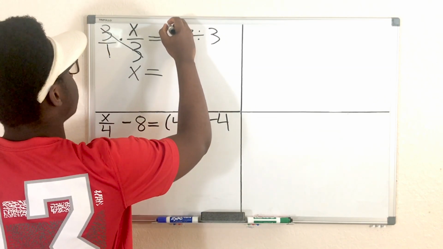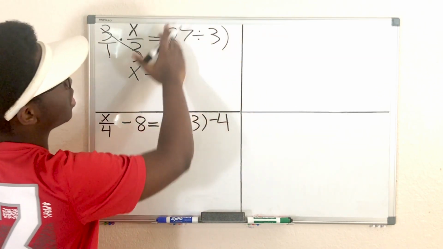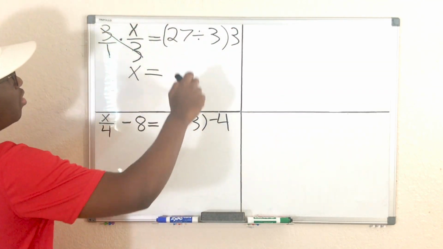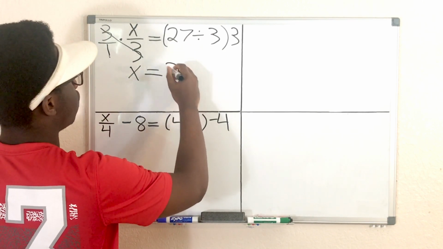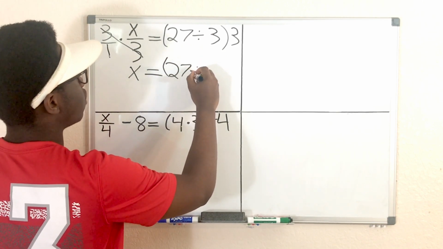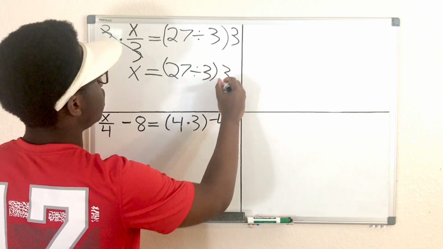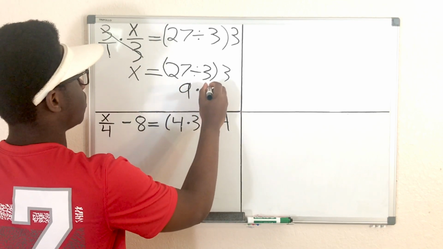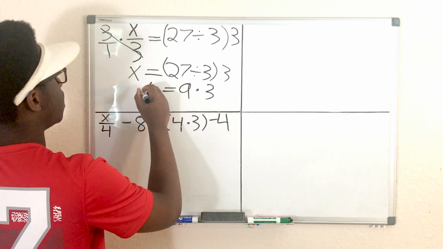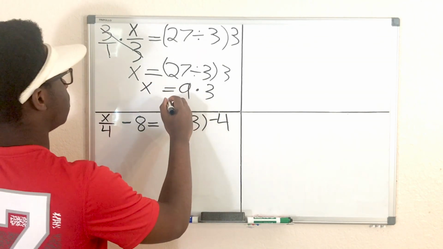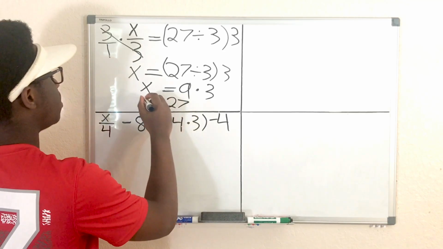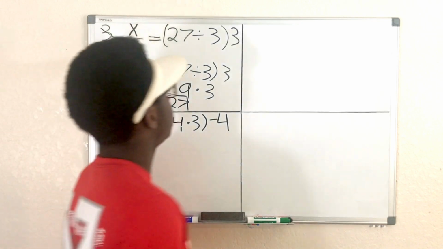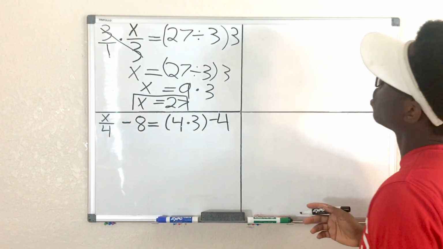So now we have parentheses here because we're multiplying this whole side by 3. So we have 3 there. So now we bring everything down. X is equal to parentheses 27 divided by 3 times 3. So 27 divided by 3 is 9 times 3 is equal to X. 9 times 3 is 27. So we have 27 is equal to X. There we have it. X is equal to 27.